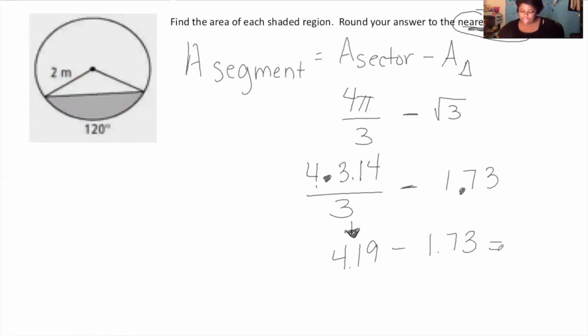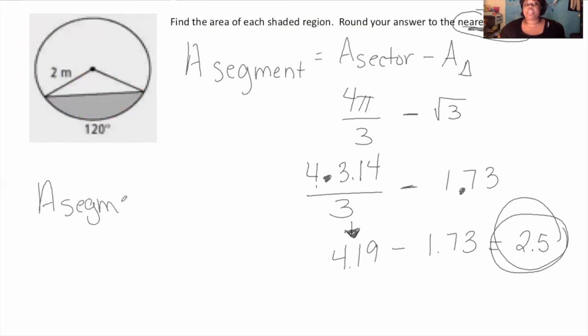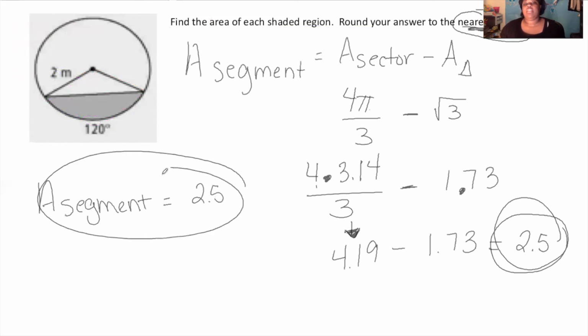All right, so now all I have to do, excuse me, is subtract. So 4.19 minus 1.73 is gonna come out as 2.5, okay? It actually comes out at 2.46, but it told me to round to the nearest tenth, and so that's how I got the 2.5. All right, so we did it. We are done. So our final answer is going to be 2.5. The area of the segment is equal to 2.5.